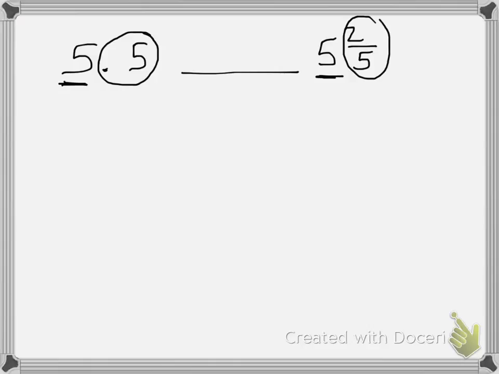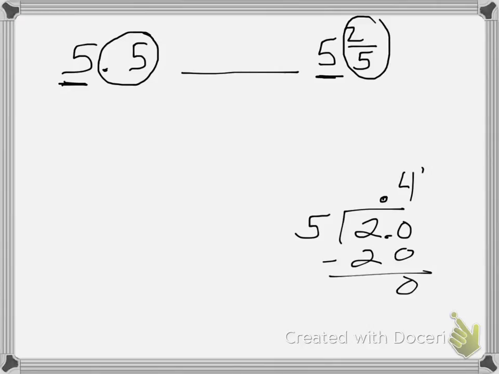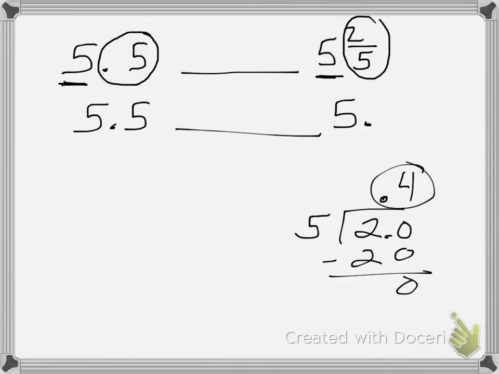We know how to do this, so let's do it. Top dog in the house, so my 2 goes in the house. I'm going to divide by 5. Does 5 go into 2? No, it doesn't, but I can add a 0 after I put my decimal point in. Does 5 go into 20? Yes, 4 times. 4 times 5 is 20. No remainder, done. So really, if I rewrite this, I'm comparing 5.5 to 5.4. Once I do this, this is very straightforward. 5.5 is of course larger, so we would say that that's greater.